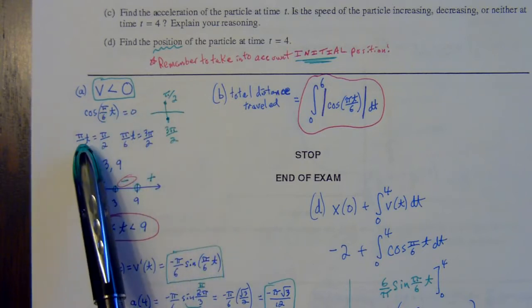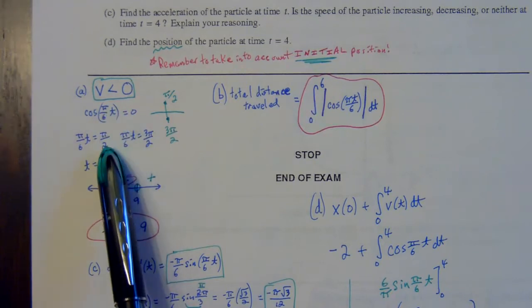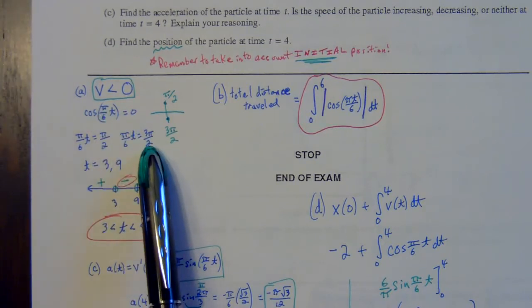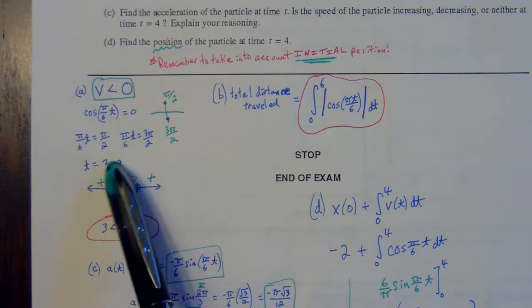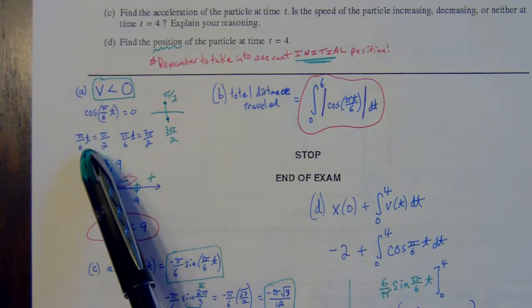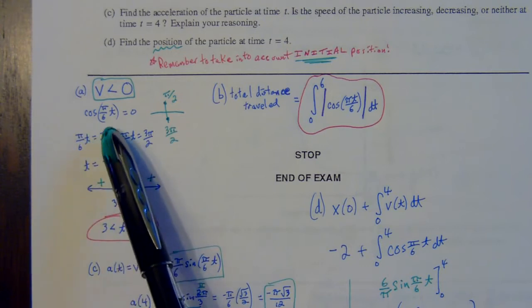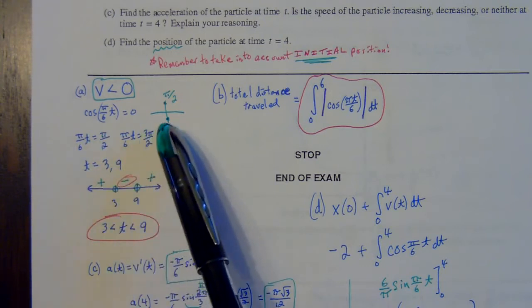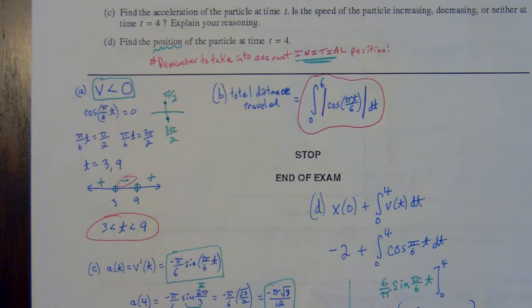And so you got to take whatever that weird angle is, set it equal to the pi over 2 and set it equal to that 3 pi over 2, and then multiply everything by the 6 over pi, the reciprocal, to solve that for the t. So multiply by the 6 over pi, the pi's are going to cancel. 6 over 2 is 3, and then that's going to be 18 over 2, which is 9. That's where your cosine, your velocity, is equal to 0.